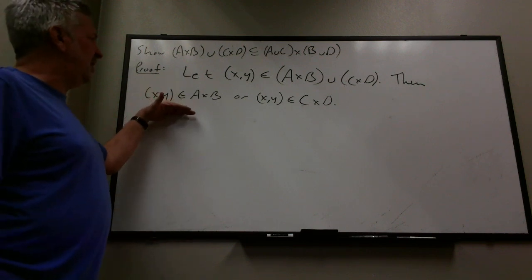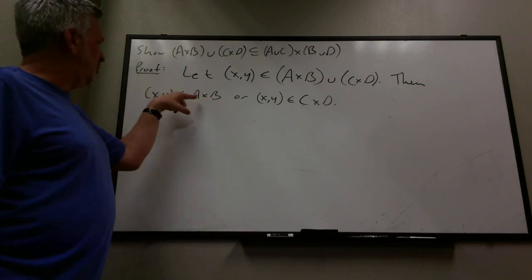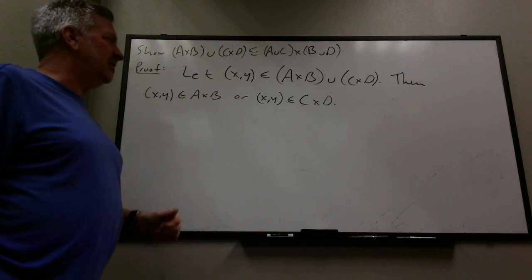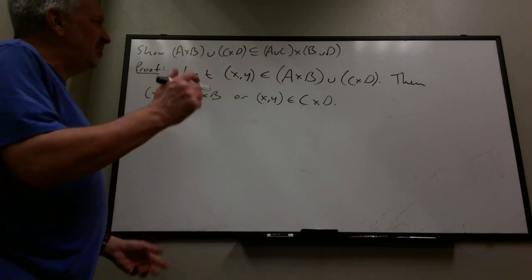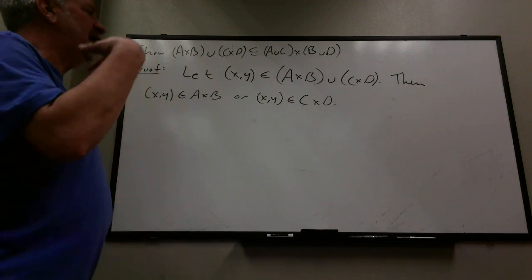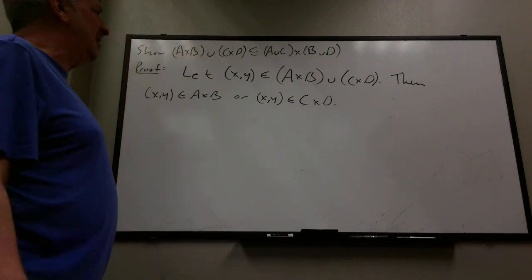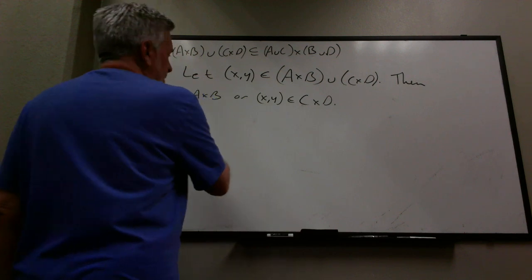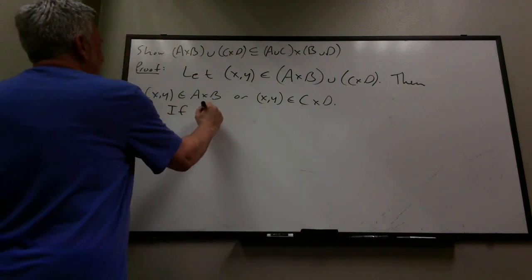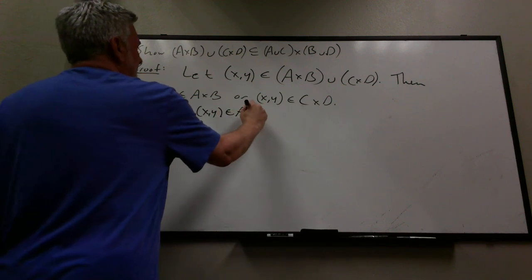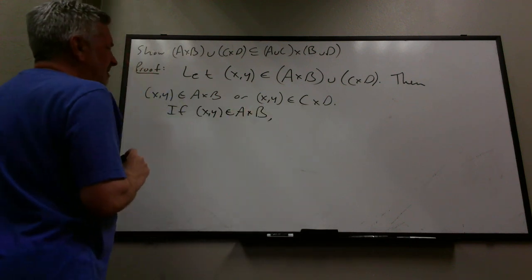Again, you can label your cases: case 1, (x, y) is in A cross B, or case 2, (x, y) is in C cross D. I just stated the cases. I don't feel like I need to write case 1, case 2. Again, the key word that tells my reader I'm going into cases is the word if. If you want to start a new paragraph to indicate you're shifting gears, that's fine too. So if (x, y) is in A cross B, I'm telling the reader I'm going into the first case.